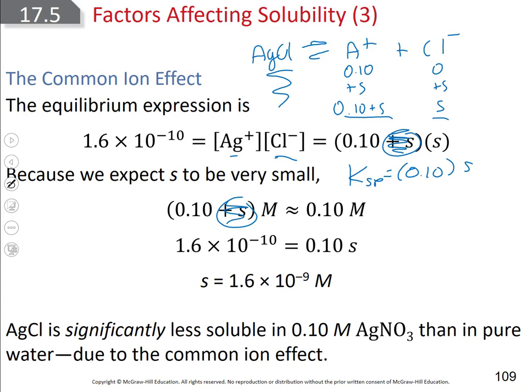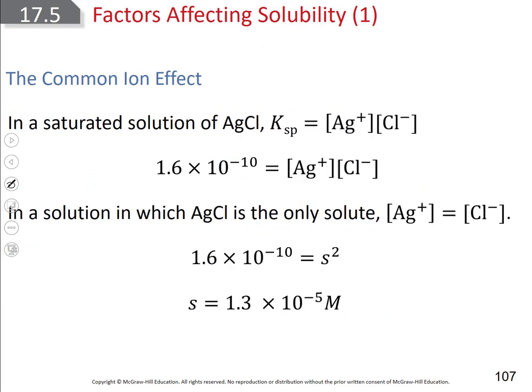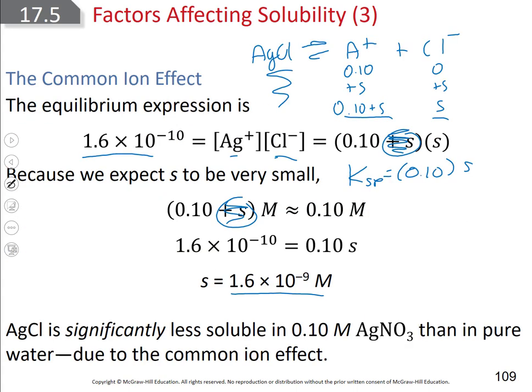Now KSP for the silver chloride, again from the table, is 1.6 times 10 to the negative 10. Solve for S, we find that S is now 1.6 times 10 to the negative 9 molar. In the pure water solution, we got that S was 1.3 times 10 to the negative fifth molar. So what happened? Did it go up or down? Did our solubility increase or decrease?